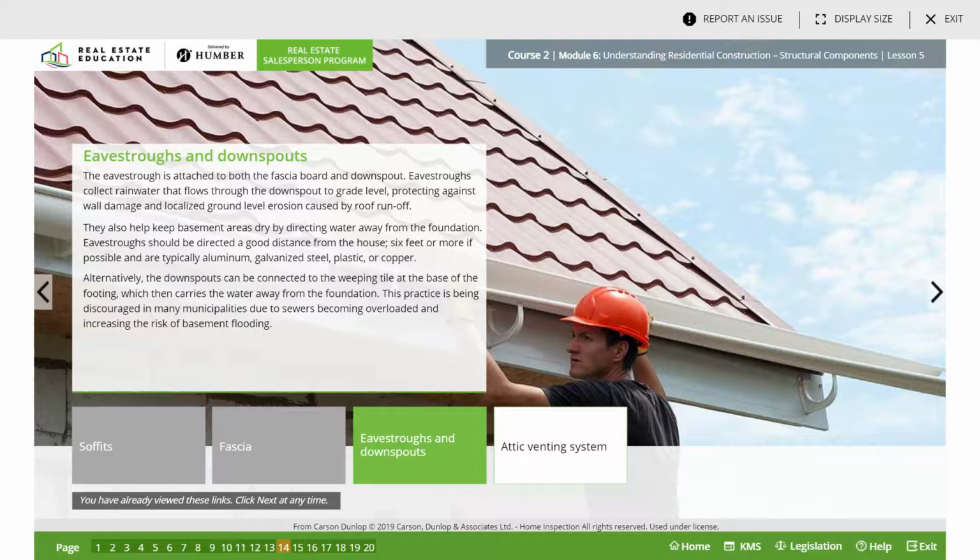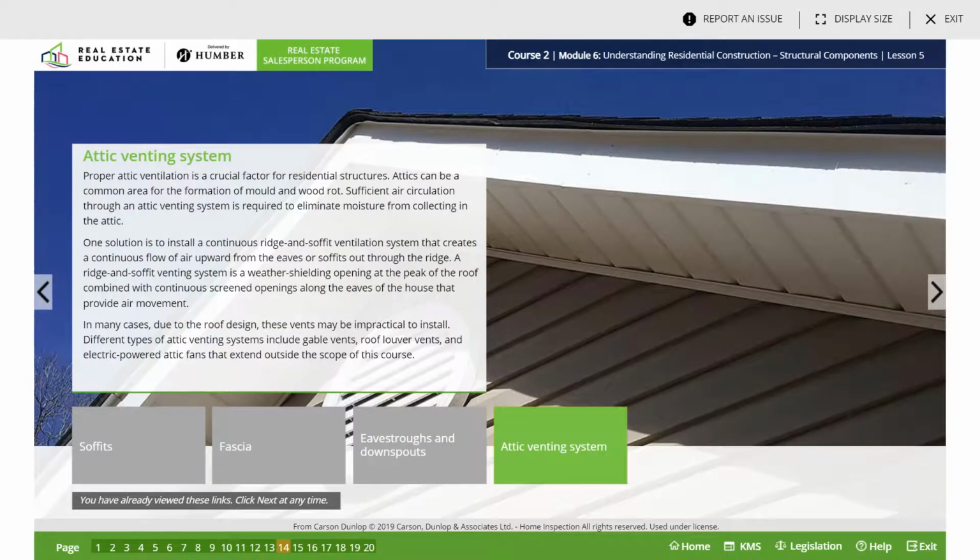Eaves troughs are attached to both the fascia board and downspout. They collect rainwater that flows through the downspout to grade level, protecting against wall damage and localized ground level erosion caused by roof runoff. Attic venting system. Proper attic ventilation is a crucial factor for residential structures. Attics can be a common area for the formation of mold and wood rot. Sufficient air circulation through the attic venting system is required to eliminate moisture from collecting in the attic. Makes sense.